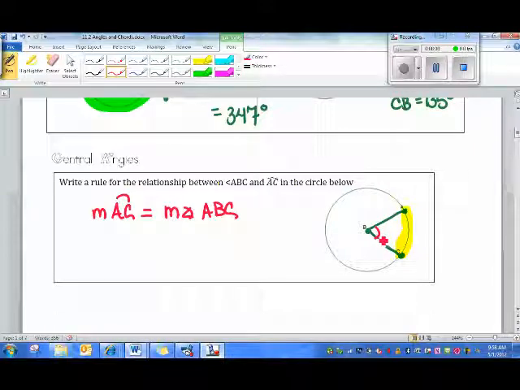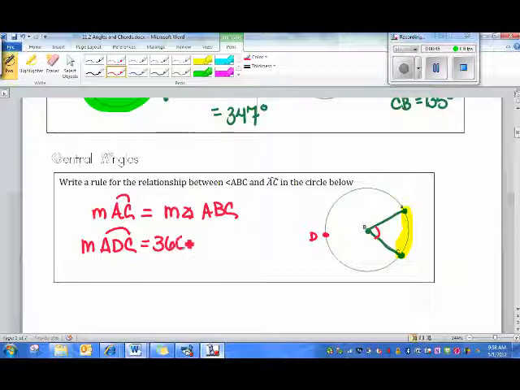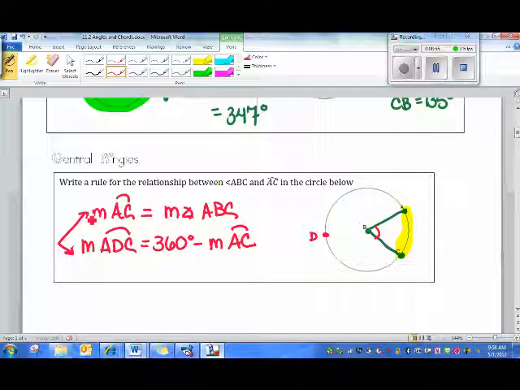What if I put a point D here and I wanted you to find the measure of arc ADC? What would you do? What I would do is I would say, okay, well, I've got 360 degrees total, and if I know the measure of arc AC, then I can figure it out. So those are two important little theorems here. But the important thing to know is that if you have an angle drawn from the center of your circle, you can quickly find the arc because they're equal to each other.